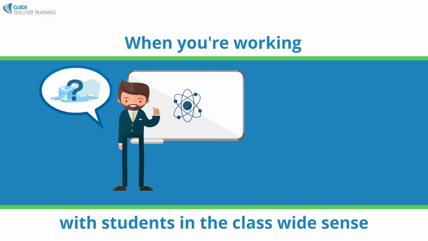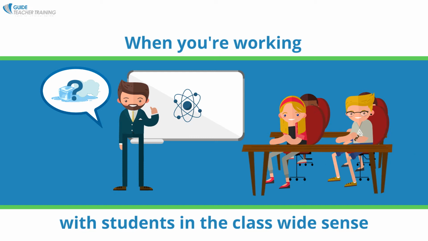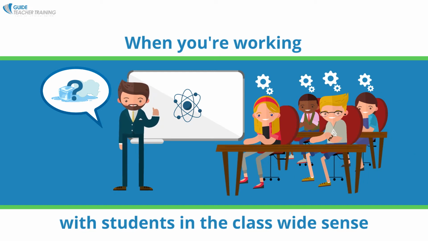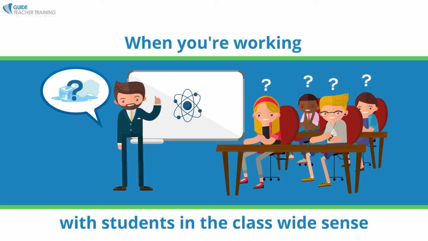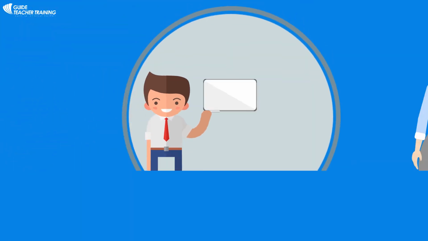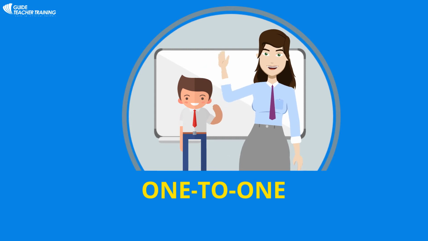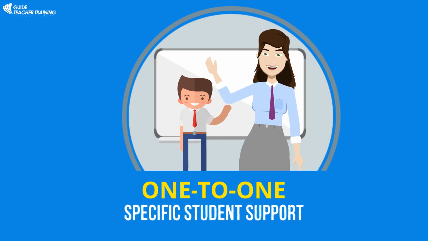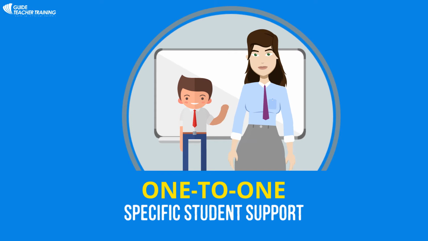Now, when you're working with students in the class-wide sense, you might be involved with things like setting up an activity, leading an activity, encouraging student participation across the class. You might be checking on students' work as you're going through. The other avenue that you might be involved with is the one-to-one aspect of specific student support. So, you might be listening to that student read or giving specific one-to-one assistance.